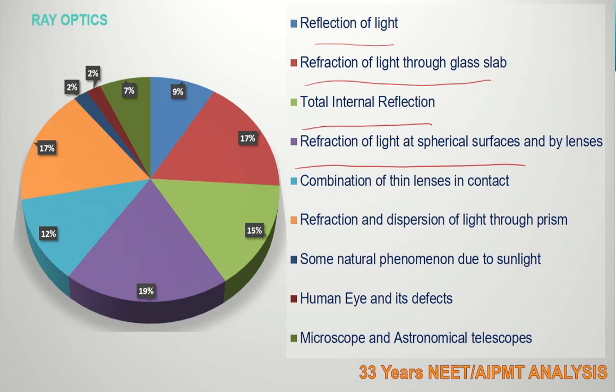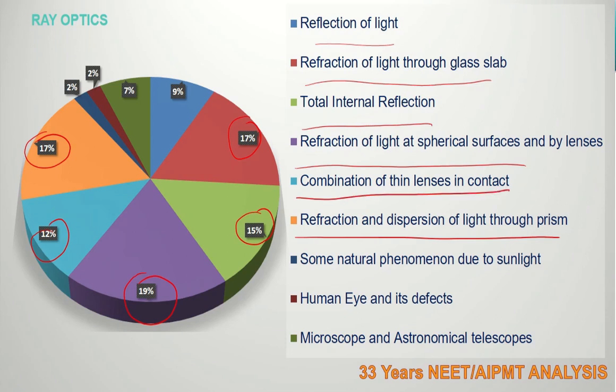And if you have a look, the majority of questions were coming from these two topics, especially reflection of light through a glass slab and refraction and dispersion of light through prism. About 17% of questions were coming from these two topics, and about 19% of questions were coming from refraction of light at spherical surfaces and by lenses. Next, 15% of questions were coming from total internal reflection, and 12% from combination of thin lenses in contact.